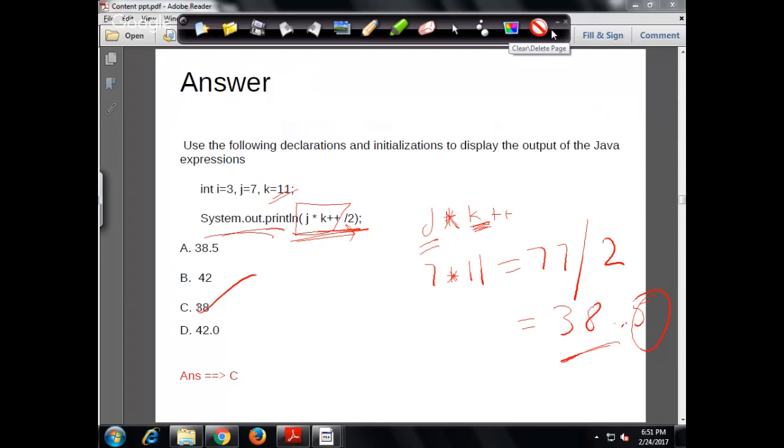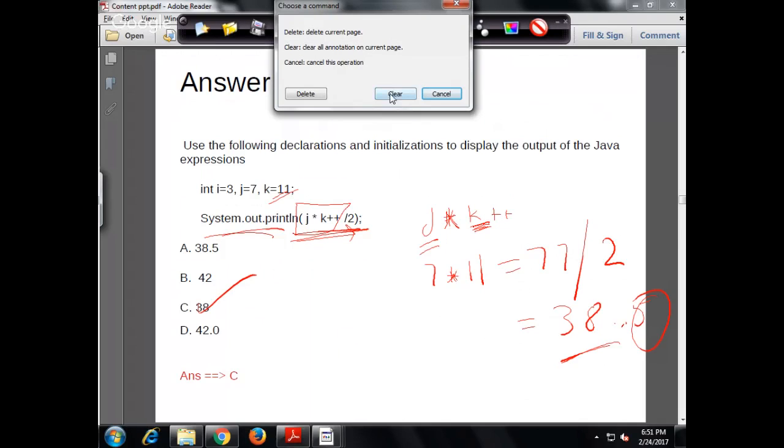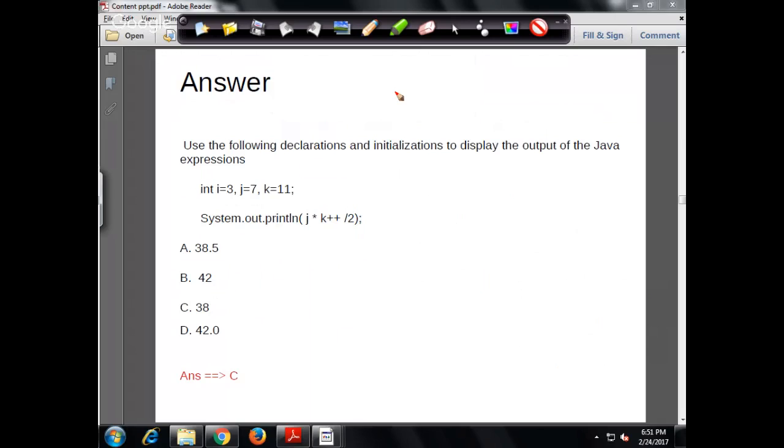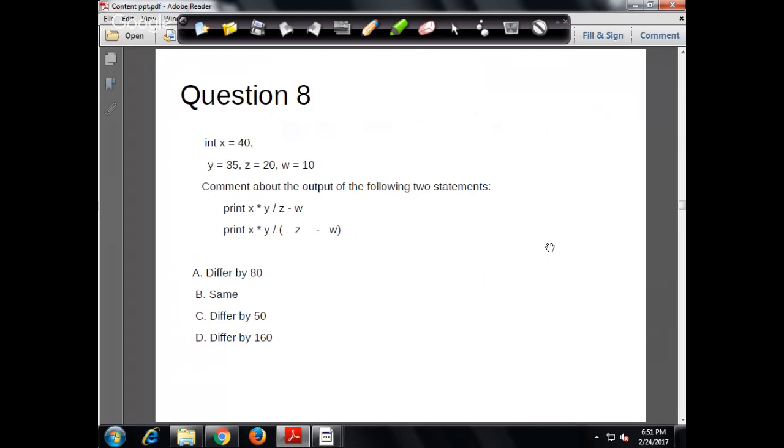As I said, it has a lot of concepts: the concept of expression evaluation, the concept of precedence, how the double plus post increment operator works, and finally the typecasting where the decimal part is trimmed off from an integer result. So I hope you learned a few good concepts here, and now I'm going to quickly move to our next question. So here's question number 8.